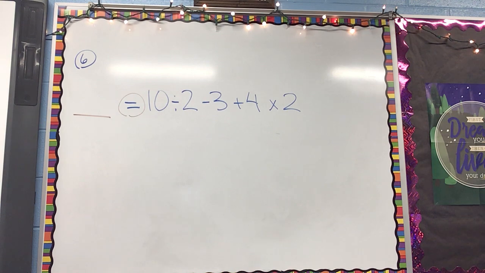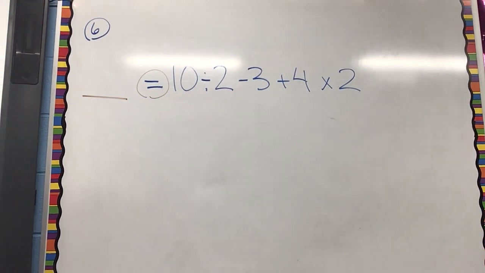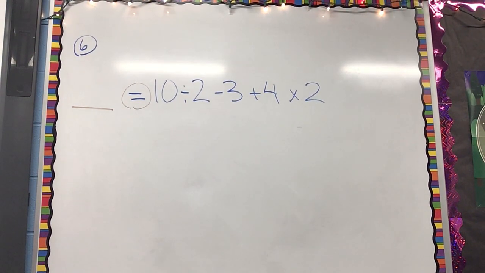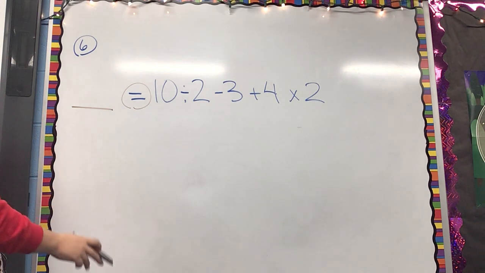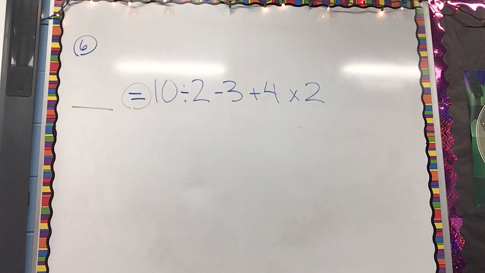All right. Order of operations. I want you to go ahead and try this in your math notebook now. 10 divided by 2 minus 3 plus 4 times 2. This is number 6.